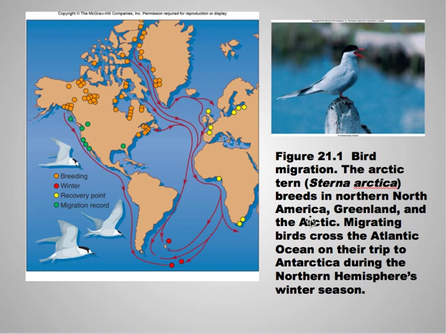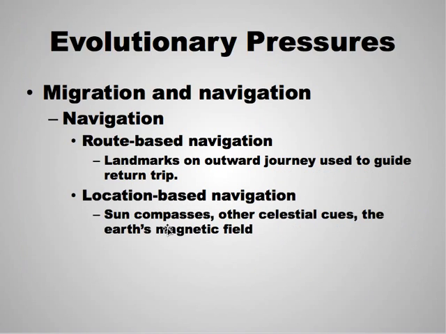The Arctic tern is the king of the migrators. They basically migrate pole to pole. So northern hemisphere to southern hemisphere. The route that they follow, it depends. In some cases they're using landmarks. In some cases they're using compasses like sun or stars and magnetic cues from the earth.